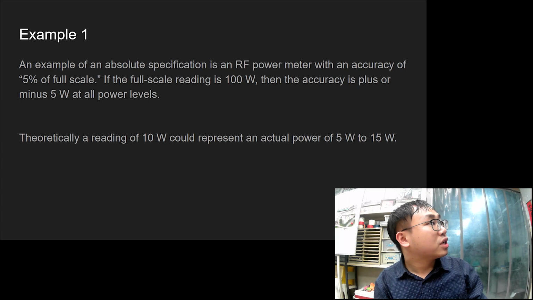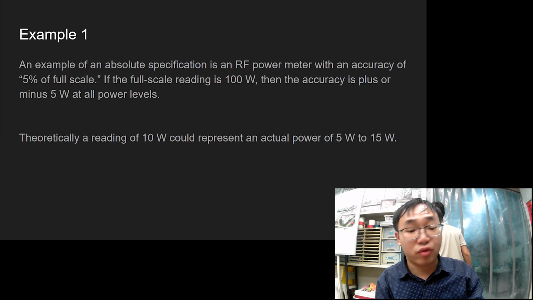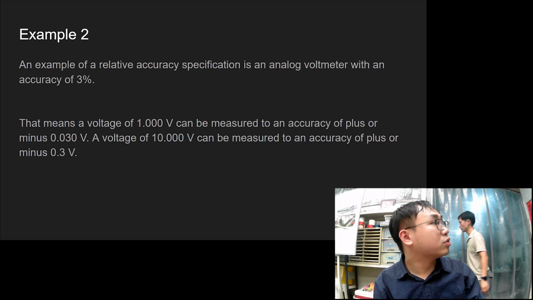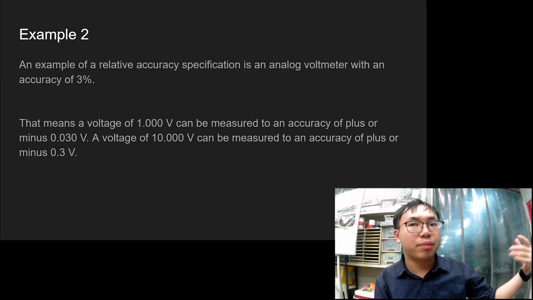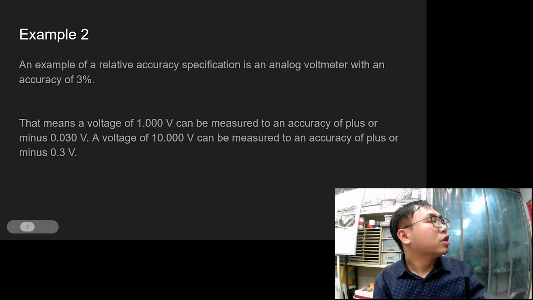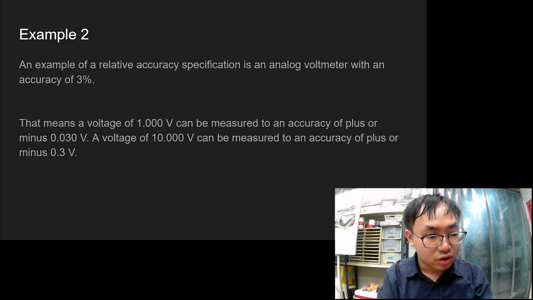So you see that the first one, RF power with accuracy of 5% of full scale. So for full scale, 5%. You have to find out what the power at full scale is first. But for example 2, it just mentioned that the accuracy is 3%. It didn't mention other information to you. So it is 1 watt and plus or minus 3%, which is 0.03 watts. And for 10 watts, it is 0.3 watts. Okay? Just a minute.